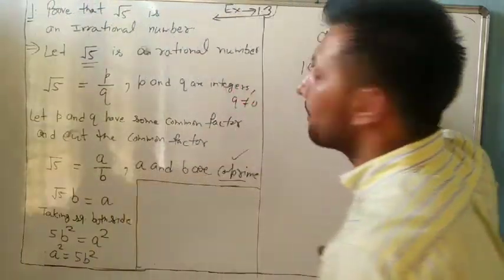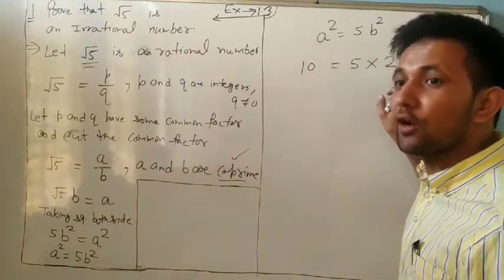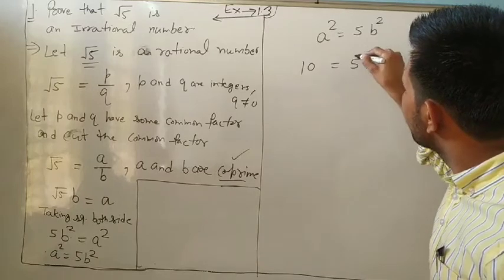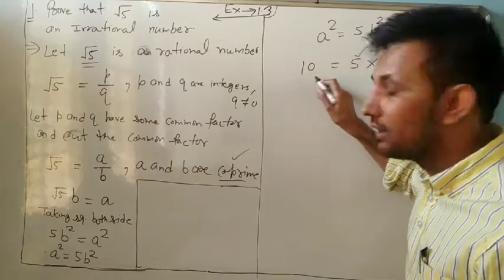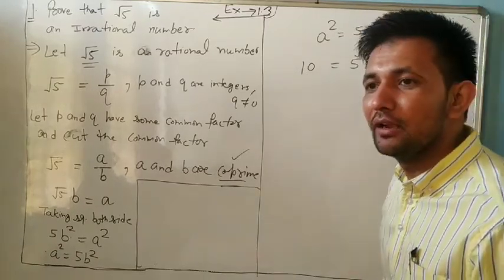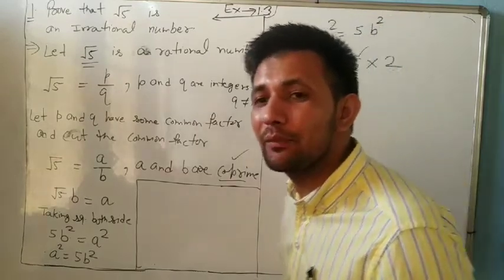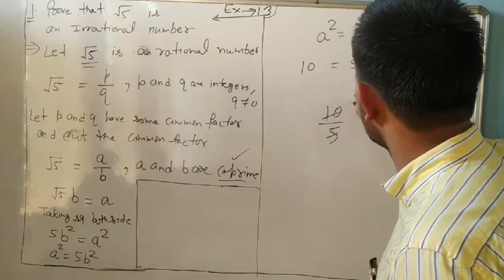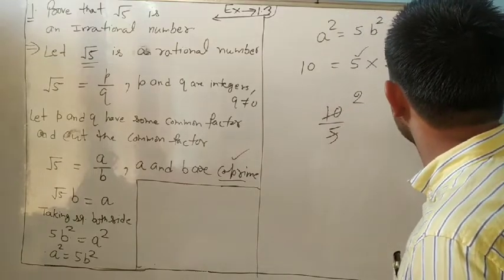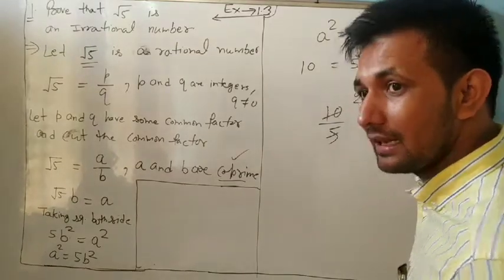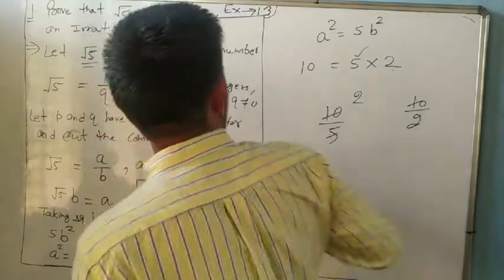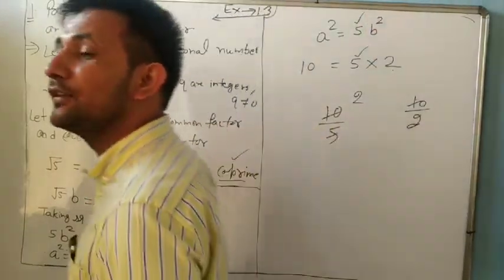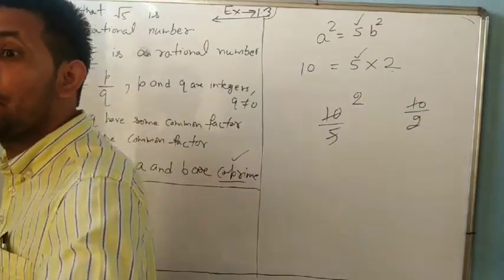If any number is written as the product of two numbers, it means 5 is also a factor of 10, and 2 is also a factor of 10. What is the meaning of factor? Factor means 5 divides 10, and 2 also divides 10. Divide or not? And what is 5 here? 5 is a prime number.